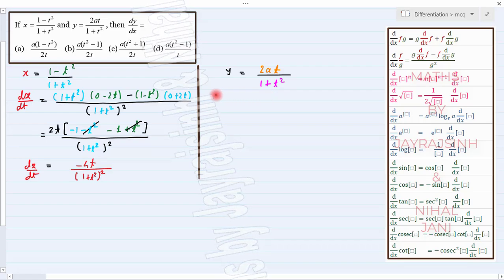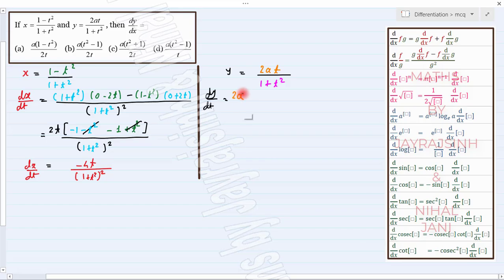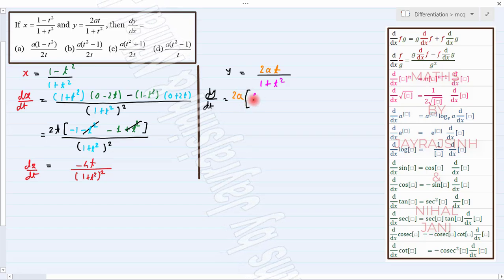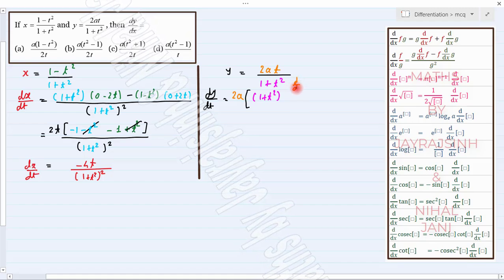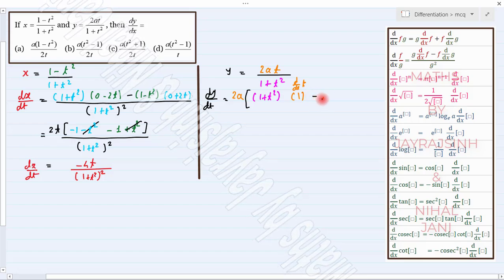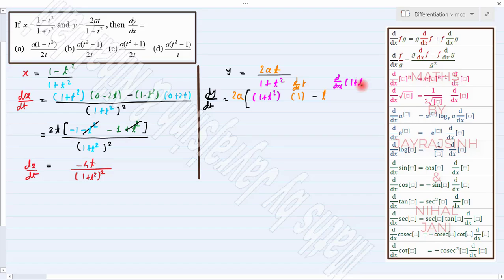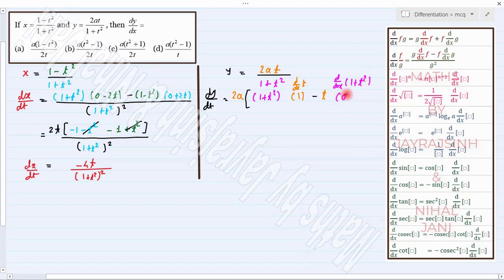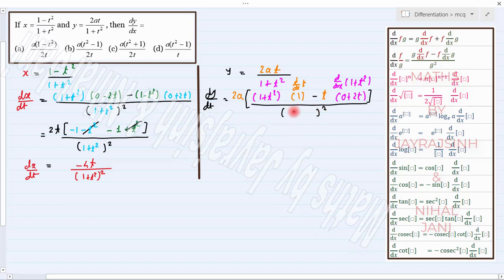Now let's try to get dy by dt. Your 2a is constant, you don't have to worry about it. Let's apply the division rule. 1 plus t square will be as it is. Differentiation of t will be 1. Minus t will be as it is. Differentiation of 1 plus t square will be 0 plus 2t, whole divided by the square of (1 plus t square).